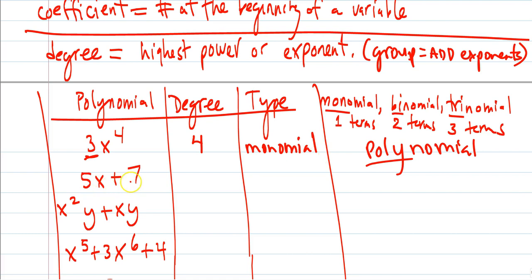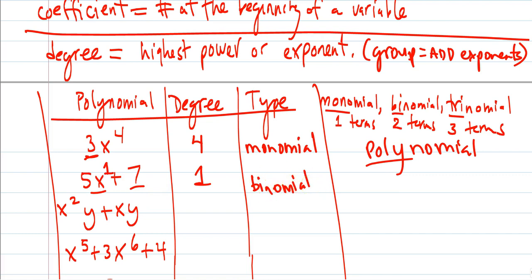If I have 5x plus 7, what is the degree? What's the highest exponent? Well, 5x is x to the first. So the degree is going to be 1. You're like, well, what about the 7? Well, that 7 doesn't have a power or exponent with a variable. So that one is a constant. That actually has a degree of 0. It has like x to the 0. There are no x's there, okay? We'll get to that. What type is it? Well, I see two terms, 5x plus 7. 2 makes it a binomial.